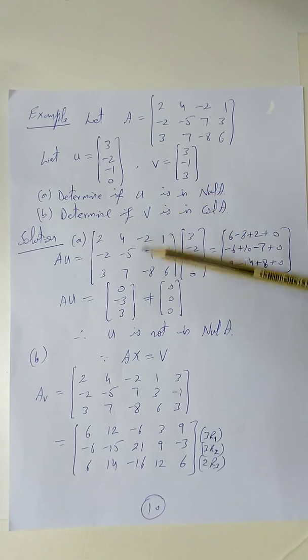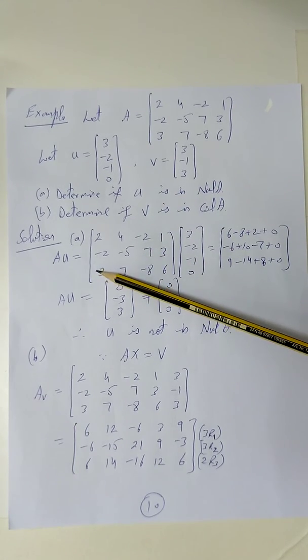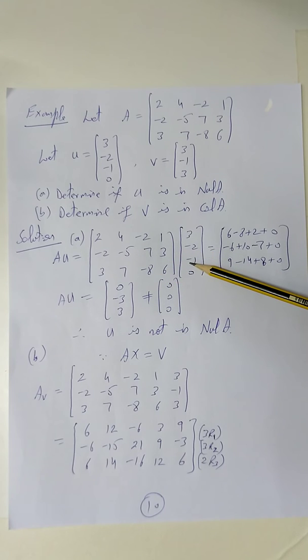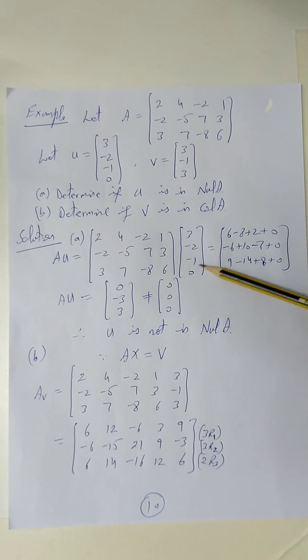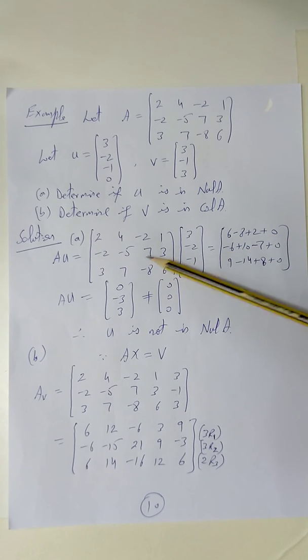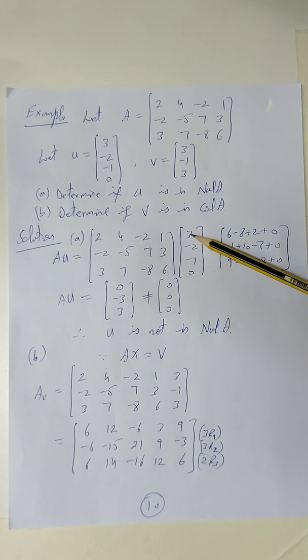For null, you know the solution. We multiply A with u, and you know how to multiply. 2 multiplied by 3 is 6, 4 multiplied by minus 2 is minus 8, then minus 2 multiplied by minus 1 is plus 2, and 1 multiplied by 0 is 0. Similarly, you can multiply the second row with this column and the third row with this column. Now if you add this, 6 plus 2 is 8, 8 minus 8 is 0, and 10 minus 6 is 4, 4 minus 7 is minus 3, and then 8 plus 9 is 17, 17 minus 14 is 3.